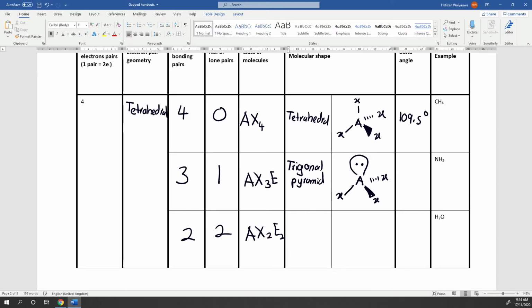Now kita ada lone pairs, they push harder, so the angle is less than 109.5. Okay, I will show you why it become trigonal pyramid.